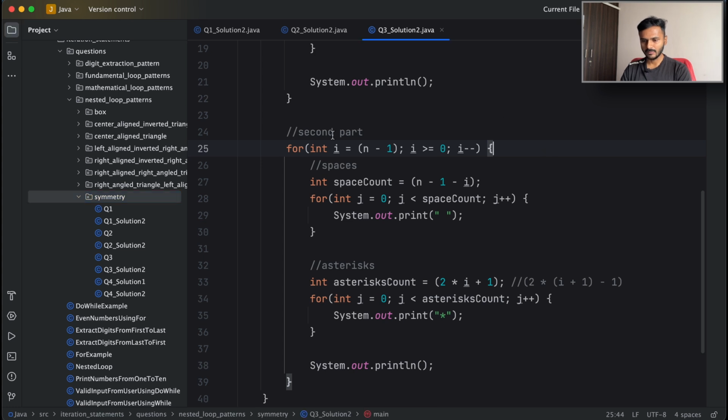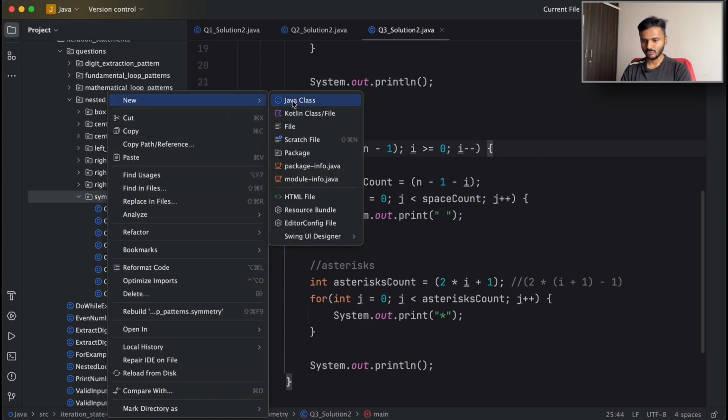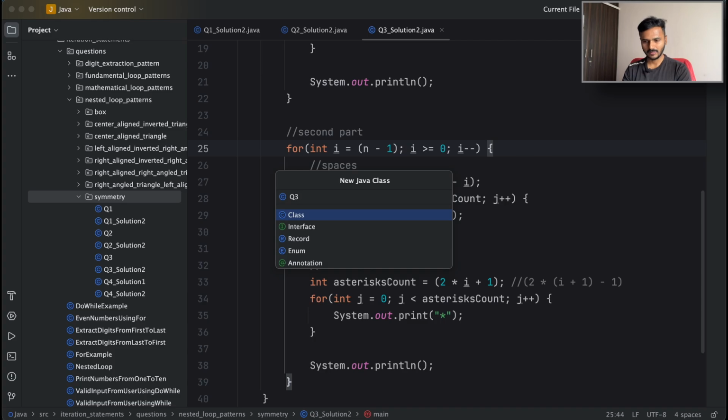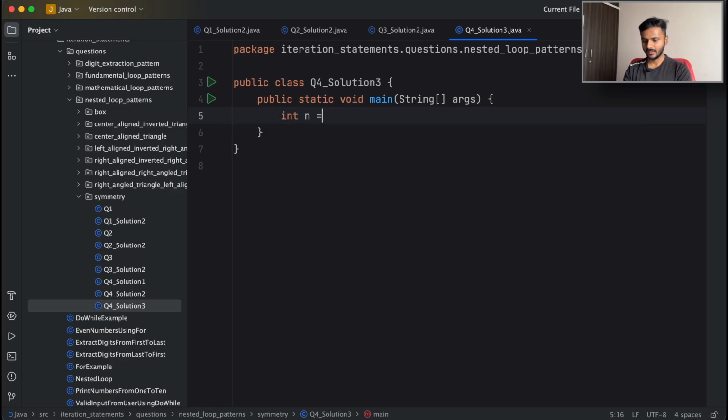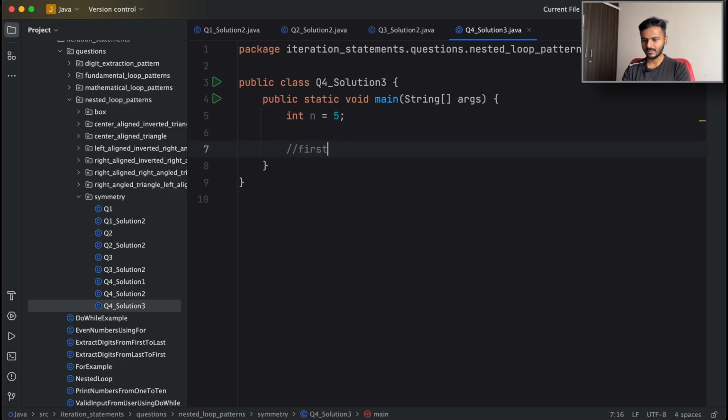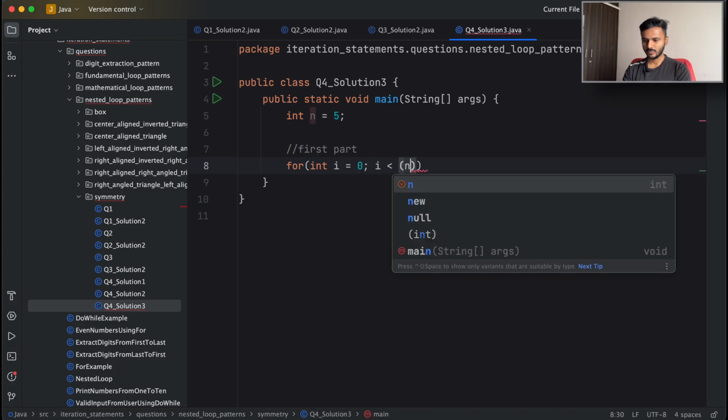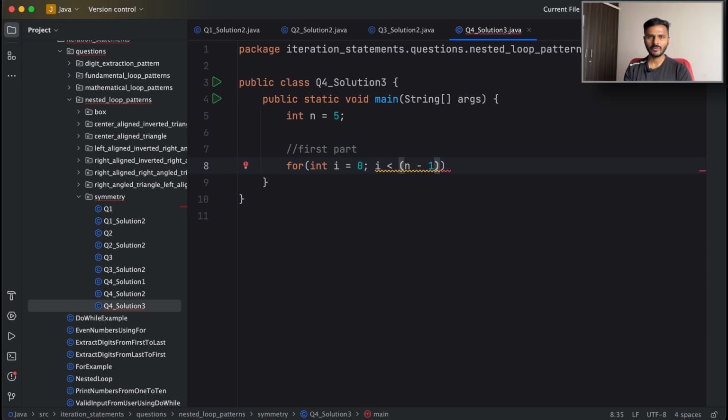For that, let's come to IntelliJ and create a new Java class. Let's call it Q4, and Q4 already has 2 classes called solution 1 and 2 respectively. So we'll say solution 3. And here we'll have public static void main, int n equal to 5, and we'll write the code for the first part. So we'll have a loop that starts from 0 and goes all the way up to n minus 1, because we need a total of 5 rows, right? And then i plus plus.